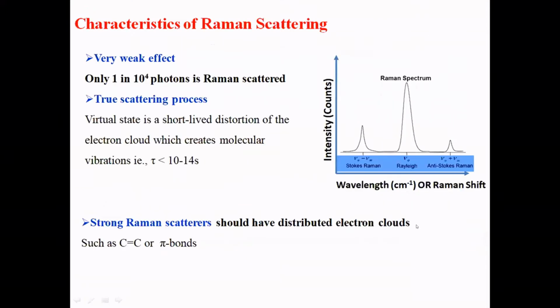So we will be getting the information from the Raman lines, that means Stokes or anti-Stokes lines. So what are the characteristics of the Raman spectrum, and how are we getting the data? As we can see, we'll be plotting the wavelength or Raman shift.